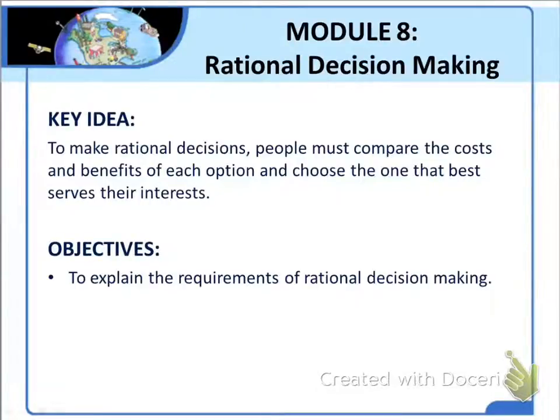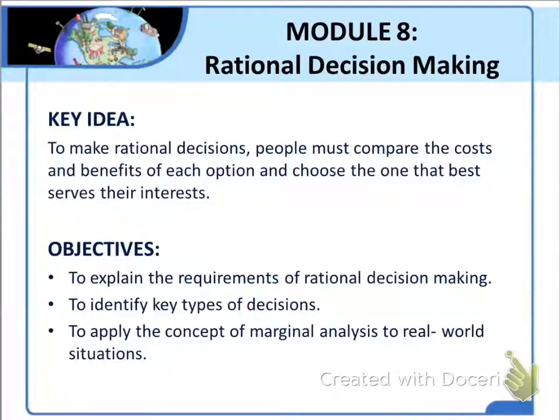And so, as our objectives, I will first explain the requirements of rational decision making, and then I'll identify the two key types of decisions that we are faced with continuously. And finally, we'll apply the concept of something we call marginal analysis to real-world situations. By the time we finish this module, you should understand each of these objectives.